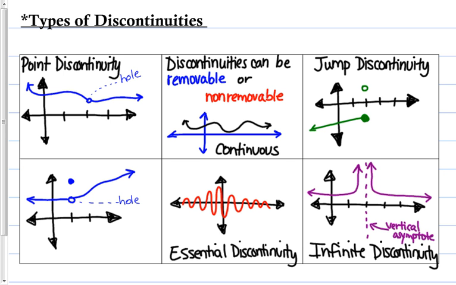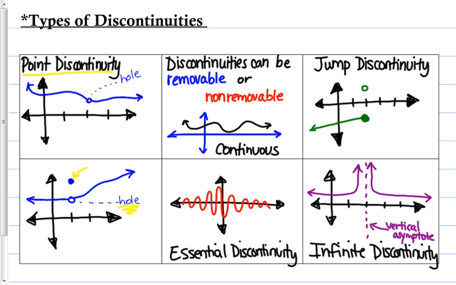Okay, so here are the discontinuities. We have on the left, on the top, point discontinuity. This is when there is a hole in the graph. Below it, we have another example of point discontinuity. There is a hole in the graph, although they made it so that there is an actual value for that x, even though it is not part of the graph.